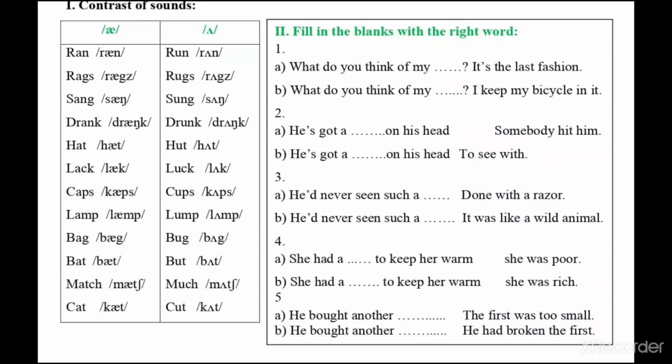So, he brought another cap. The first was too small. A cap with the first vowel means a hat. However, B, he brought another cup, like a cup of tea, for example, with the second vowel. He had broken the first.